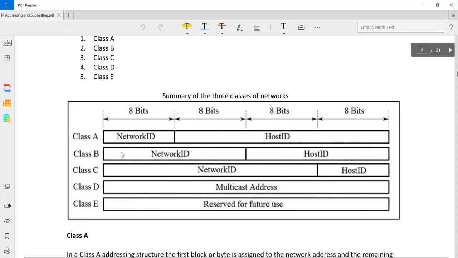Now class B has 2 parts of 8 bits as the network ID and 2 parts of 8 bits as the host ID. In class C, we have 3 parts of 8 bits as the network ID, and only 1 part of 8 bits as the host ID.